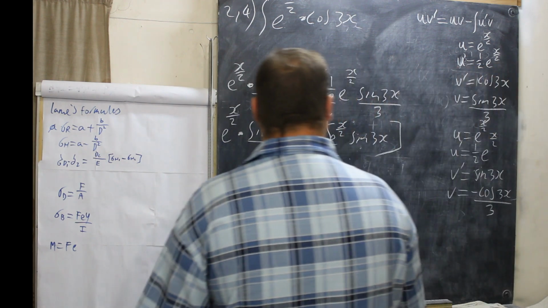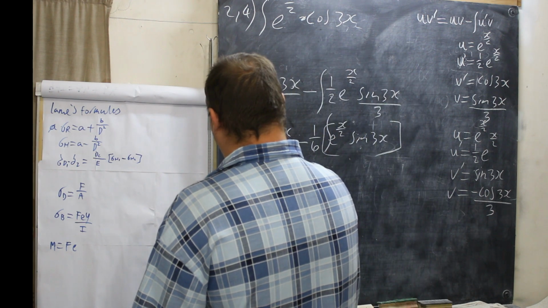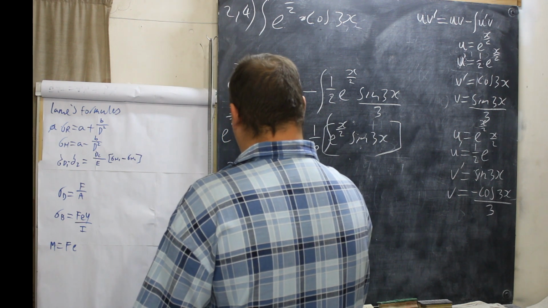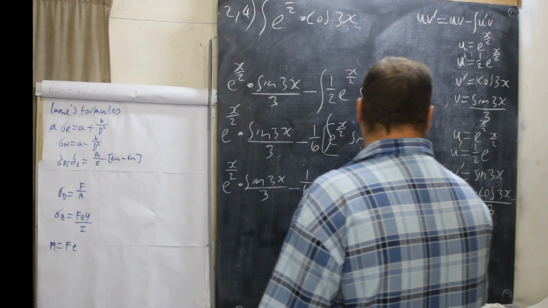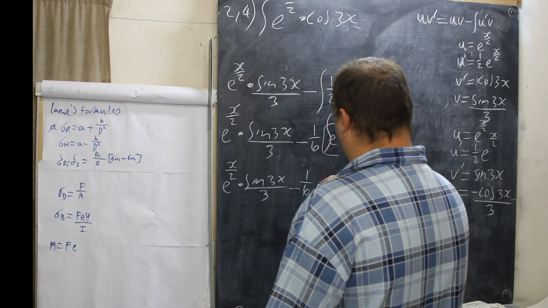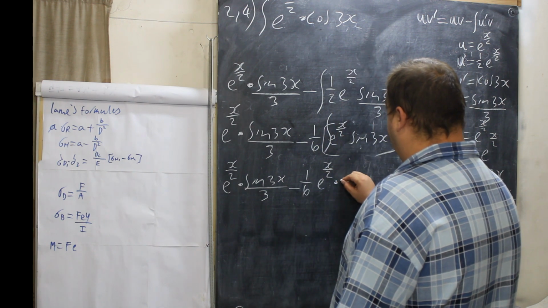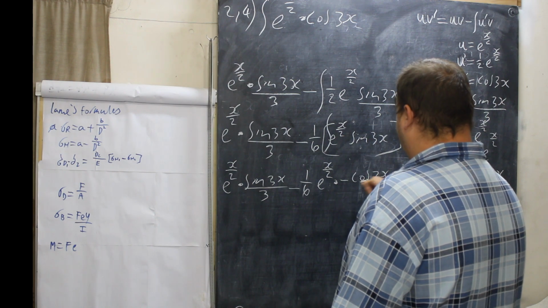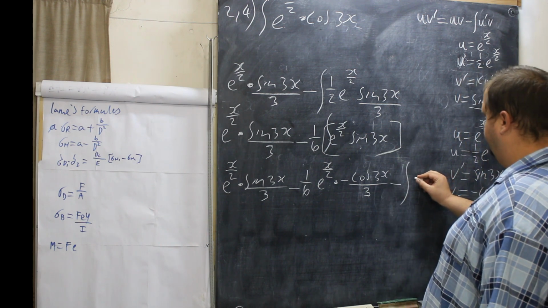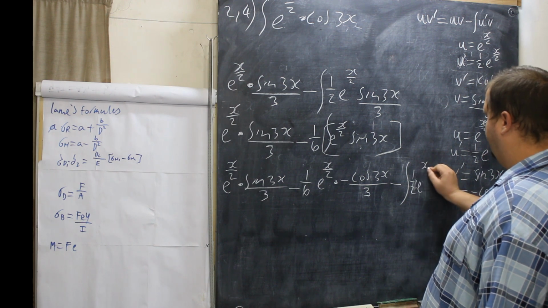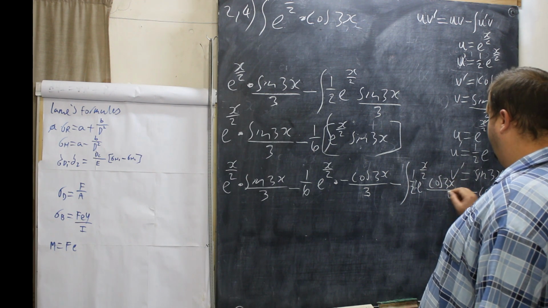Now, what we're going to do is take this, so now we have e to the x over 2 sine 3x over 3 minus 1 over 6 times the integral, which is equal to e to the x over 2 times minus cos 3x over 3, minus the integral of a half e to the x over 2 times cos 3x over 3.